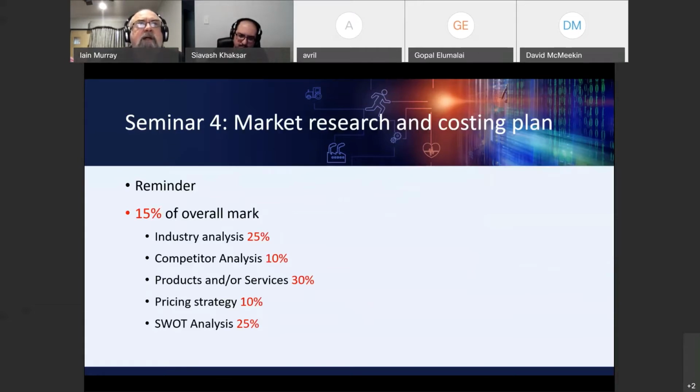A reminder on the market research and costing plan, just the breakdown of marks. It's 15% of the overall grade, so it is important, and it will form a significant part of your final report once you've fine-tuned it and got any bugs ironed out of it. It's going to be 25% on the industry analysis. Now, again, remember that you can do your Canvanizer, look at the strengths and weaknesses in there, the SWOT as well, who you're competing against, who's already in the market, what the industry requires, what you're doing differently. So that will build your industry analysis.